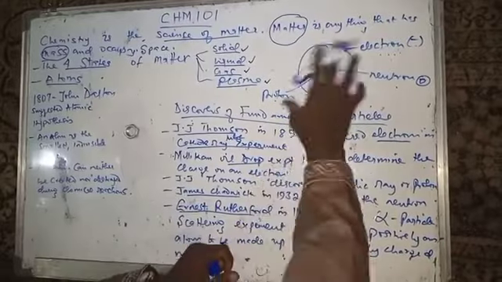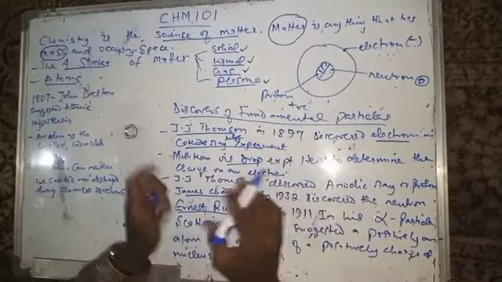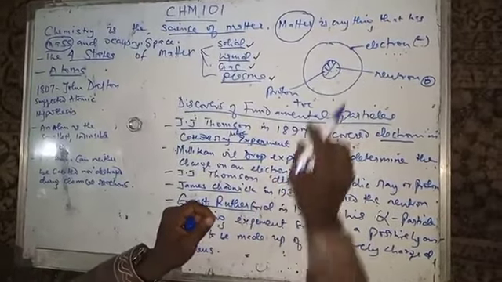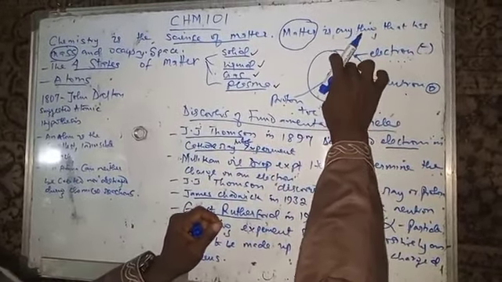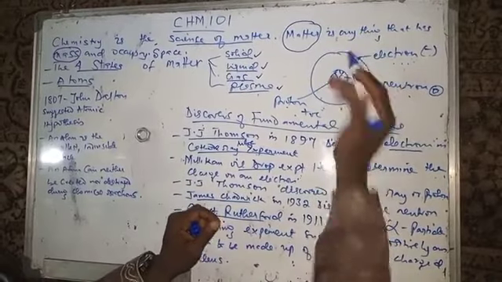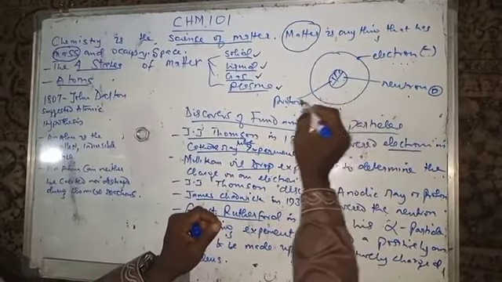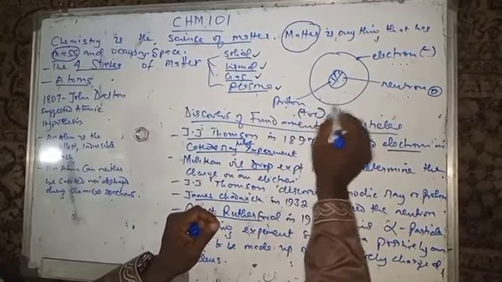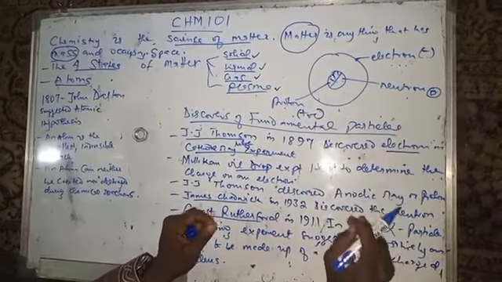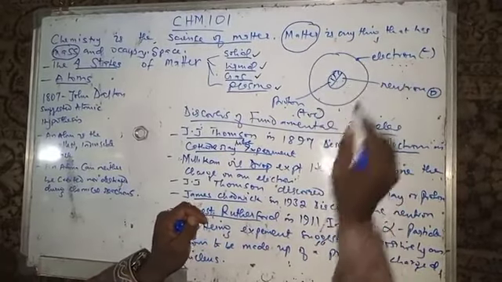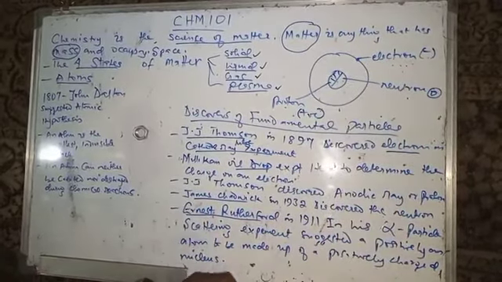From all this information gathered here and there, they were able to picture an atom as made up of a nucleus, and that nucleus is made up of two particles: the proton, having a positive charge, and the neutron, having zero charge, with an electron revolving around the nucleus.